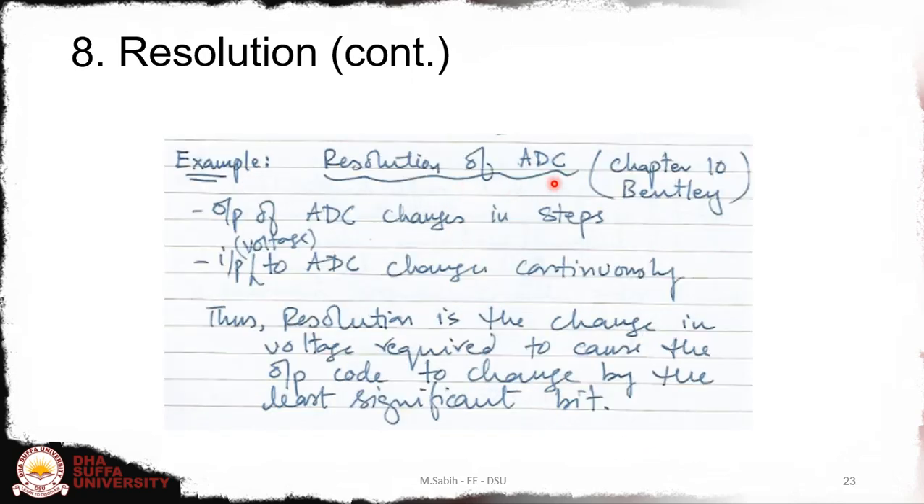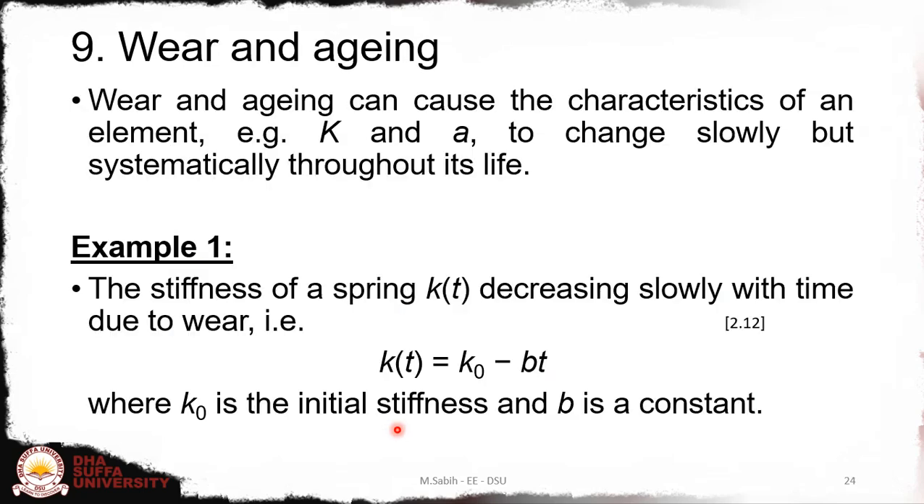And the resolution of an ADC, we will come back to this in detail with the ADCs and the other data acquisition hardware in the last part, the fourth part of this course. In simple terms, the output of the ADC changes in steps while the input is continuously changing. So the resolution is the change in the input required to cause the output code to change by the least significant bit. Just to provide a definition here.